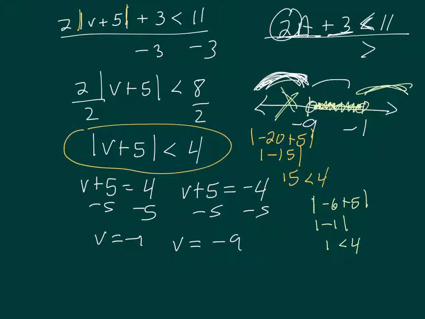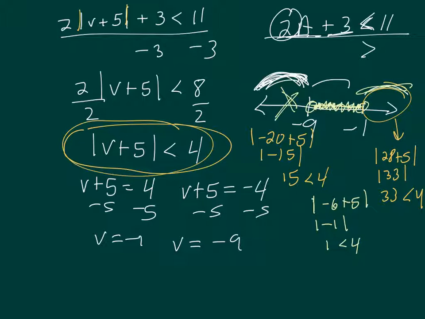And then in this region, maybe I'll pick 0 or a million. Let's say I pick 28. Weird number to pick, but I can pick anything. So I'm going back to here. Absolute value of 28 plus 5 is the absolute value of 33. Is 33 less than 4? That's not true. So that's not part of my answer.